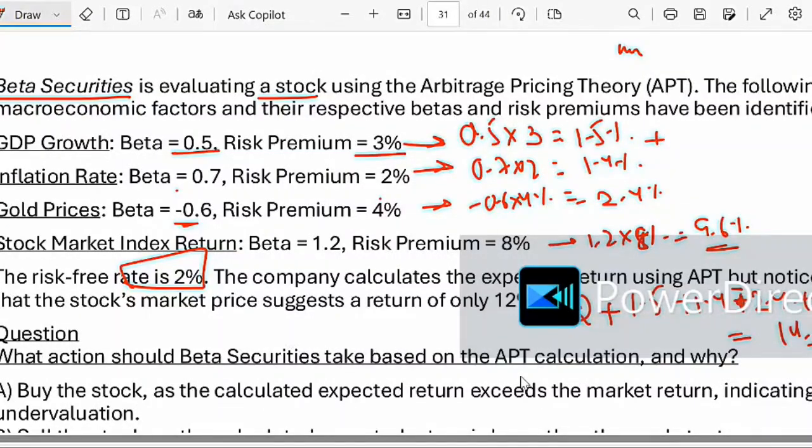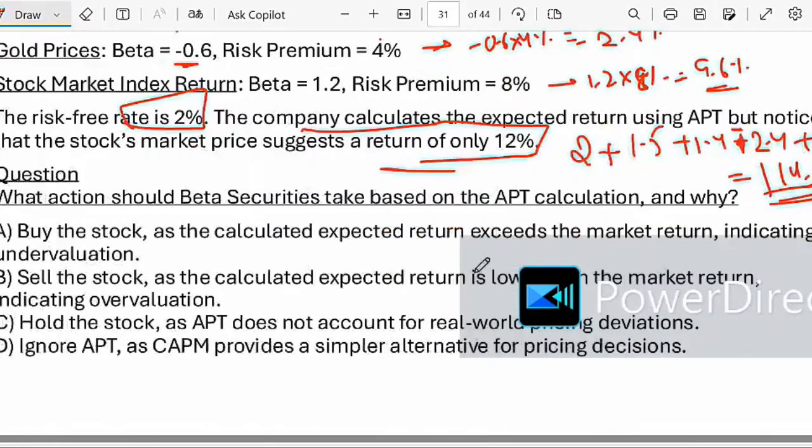So basically, do you think that a stock is undervalued? Do you think that because the stock market price suggests a return of 12%? See what is happening here. The stock market price suggests a return of only 12%, and now we get 14.6%. Do you think that a stock is undervalued if its actual return is less than what models say? So the question is what you should do in this case: buy the stock or sell the stock.